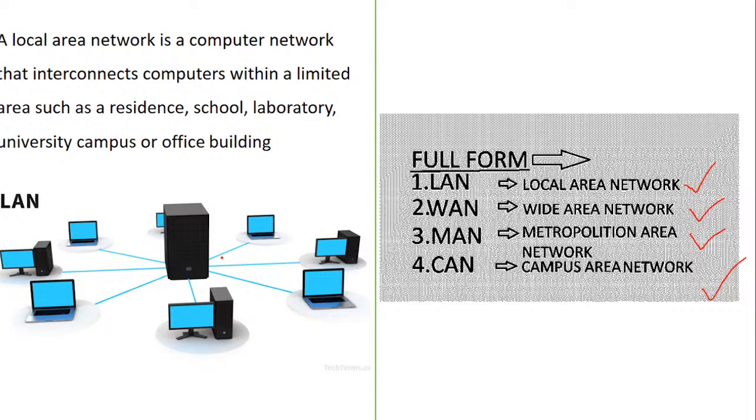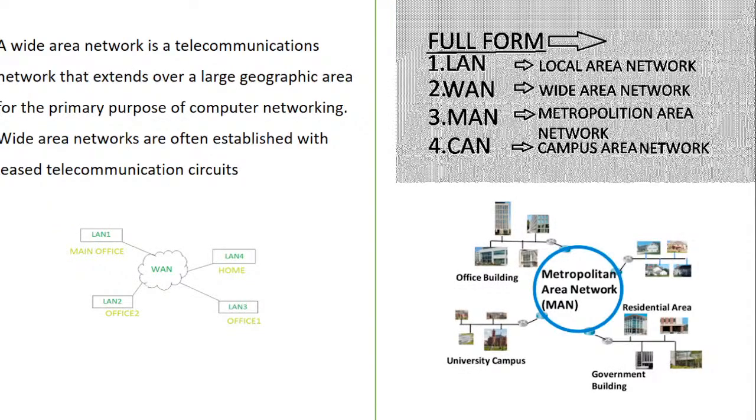So, local area network: a computer network that interconnects computers within a limited area, such as a residence, a school, a laboratory, a university campus, or an office building. Okay, local, very small. You can say the area connecting is small. When I talk about wide, a wide area network is a telecommunication network that extends over a geographical area for the primary purpose of computer networking, which is established with leased telecommunication circuits.